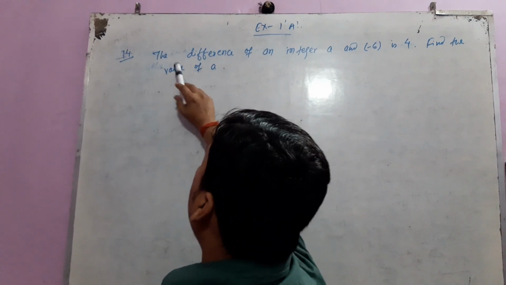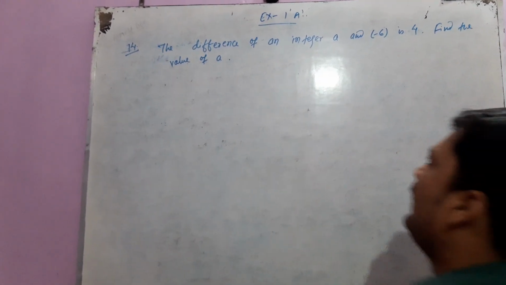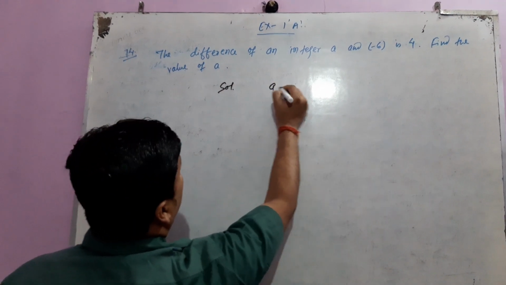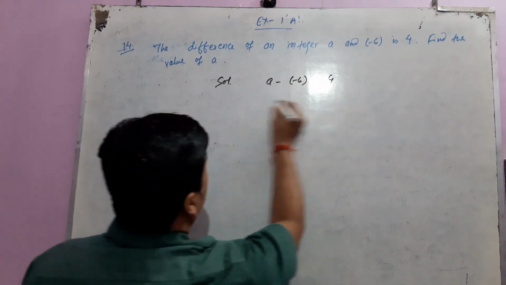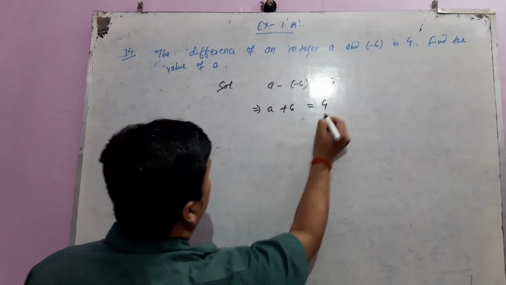In question number 14, the difference of an integer A and minus 6 is 4. Find the value of A. Here it is given that the difference of A and minus 6 is 4. Now minus plus here is equal to 4.